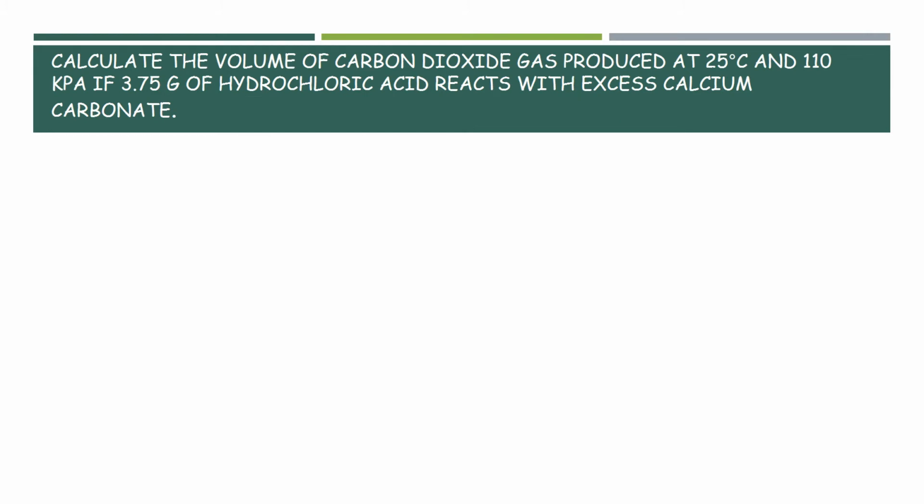Now let's try an example. It says calculate the volume of carbon dioxide. So we're going to be finding a volume of carbon dioxide produced at 25 degrees Celsius and 110 kilopascals, and we have 3.75 grams of hydrochloric acid reacting with excess calcium carbonate. So we've identified our data, and now we're going to have to write an equation.